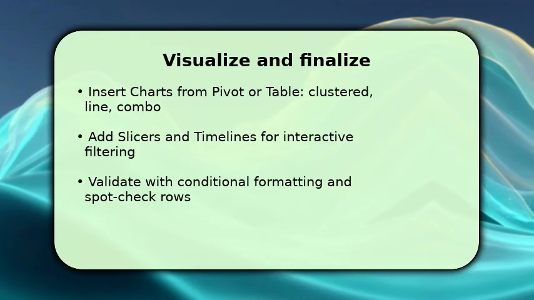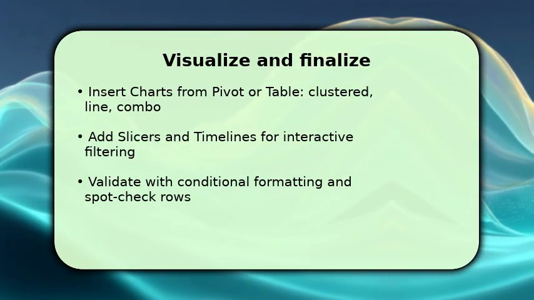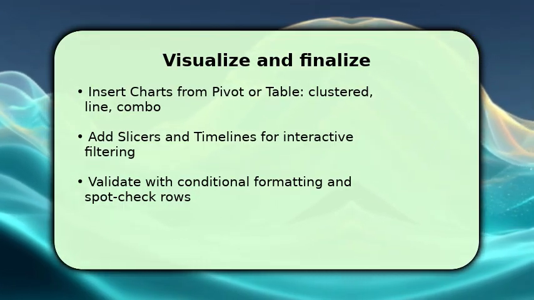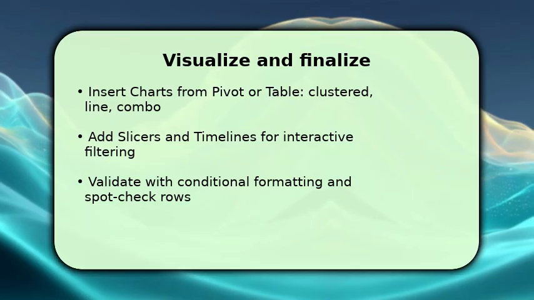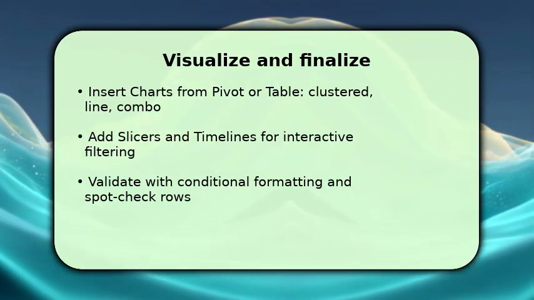Then validate results with conditional formatting and a few manual spot checks to confirm totals and outliers. If numbers don't match, check for hidden rows, mistyped criteria, or inconsistent data types. Correct those and refresh pivots and charts to resolve the issue.